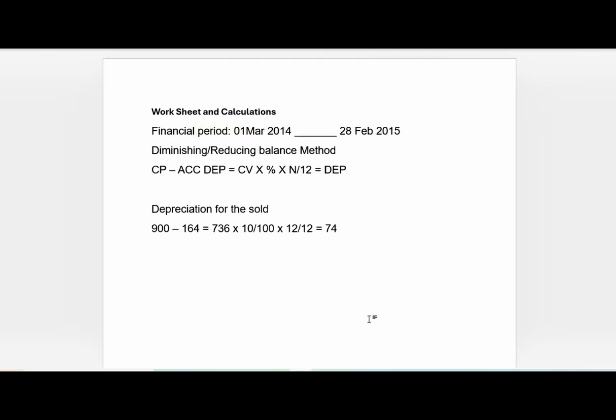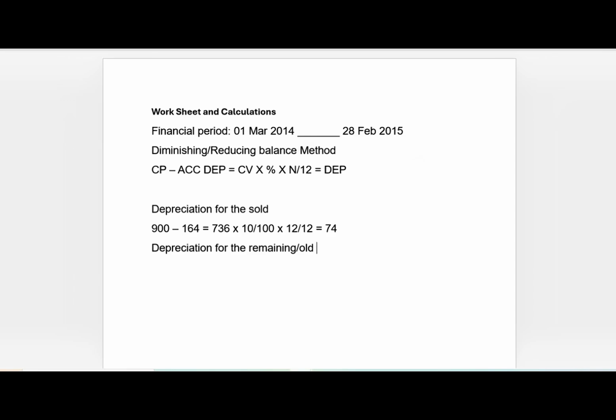So the depreciation for the equipment that was sold for the period 1 March 2014 to 28 February 2015 is 74 rand. Okay, and then we are done with the sold. Now we are going to calculate depreciation for the remaining equipment. Usually others call it old equipment. Depreciation for the remaining or old equipment, right?